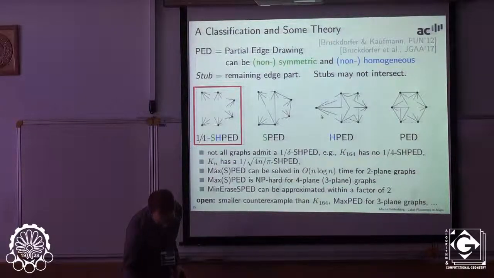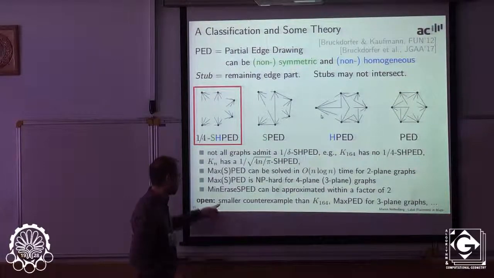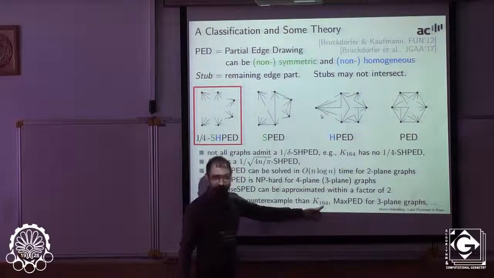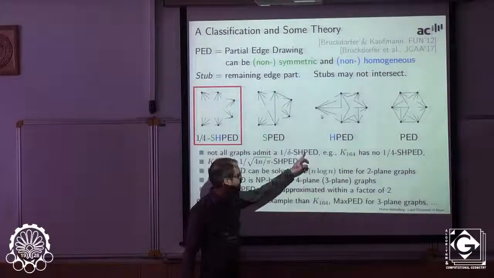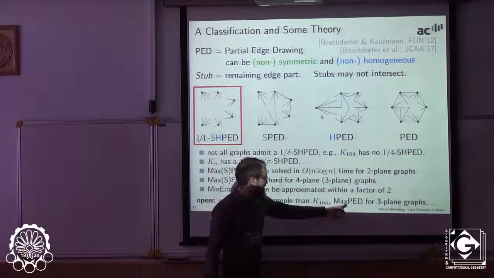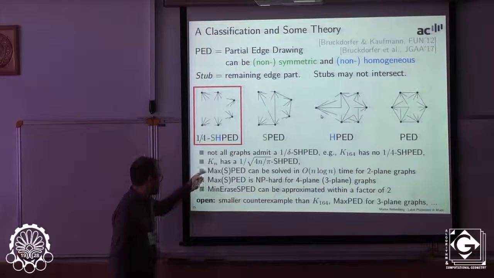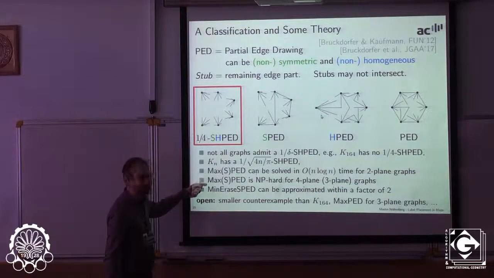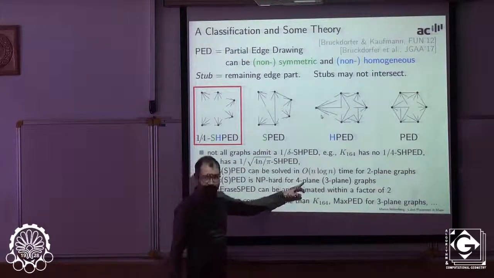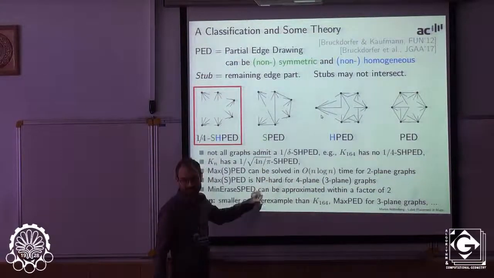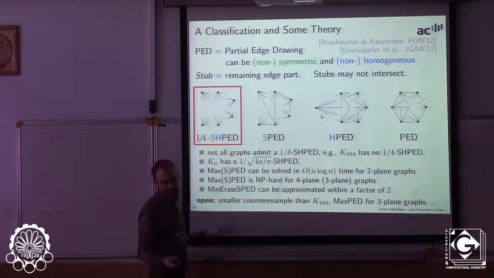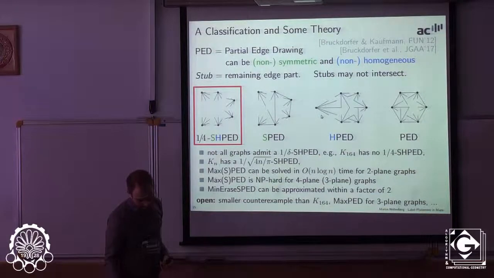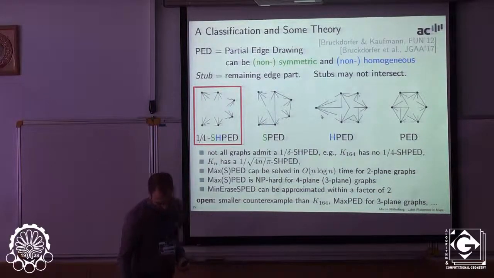And yes, so what's open is, for example, finding a smaller counterexample than this very large complete graph here for the first result, or to look at this kind of gap that is between max PED hardness and tractability. Yeah, so we know for 4-plane graphs it's hard, for 2-plane graphs it's easy, for 3-plane graphs it can be anything.